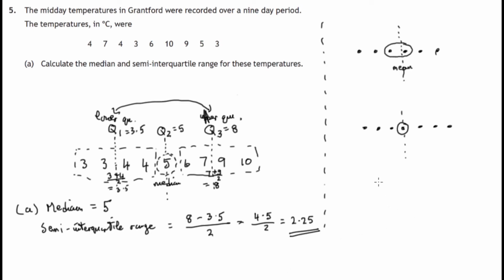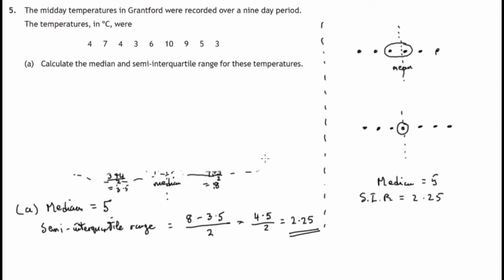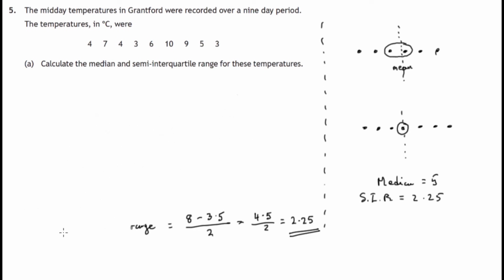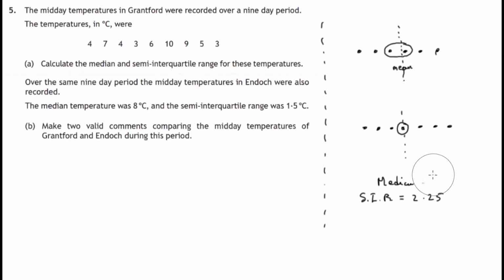The median is 5. So let's just put that over here. Median is 5, and the semi-interquartile range is equal to 2.25. So that's part A of this question. So let's now have a look at part B.